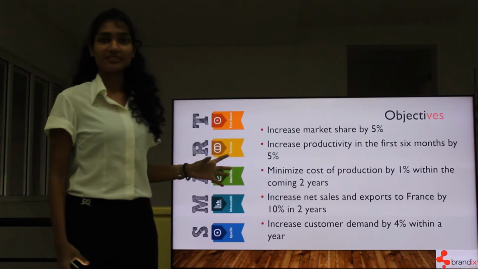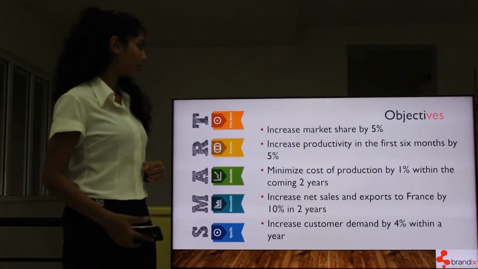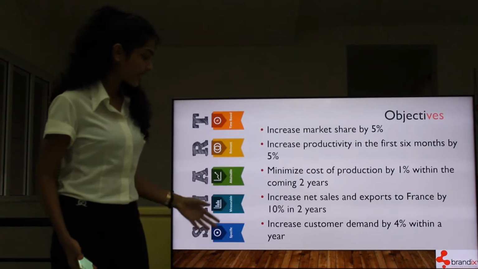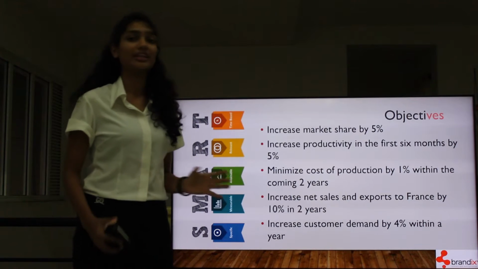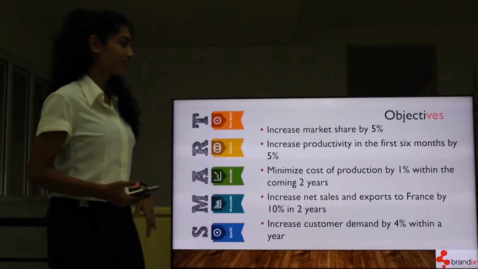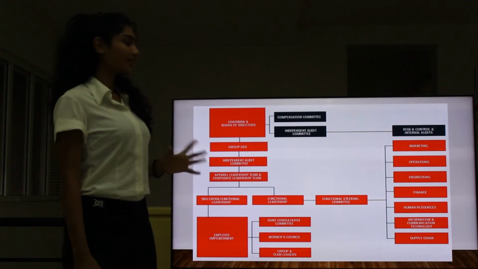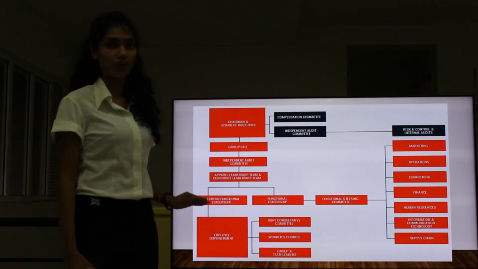These are the objectives that we have come up with in order to implement the strategic plan. Increasing market share by 5%, and another objective will be increasing customer demand by 4% within the year. Shown here is the current organizational structure. As you can see, Brandix already has a tall structure.